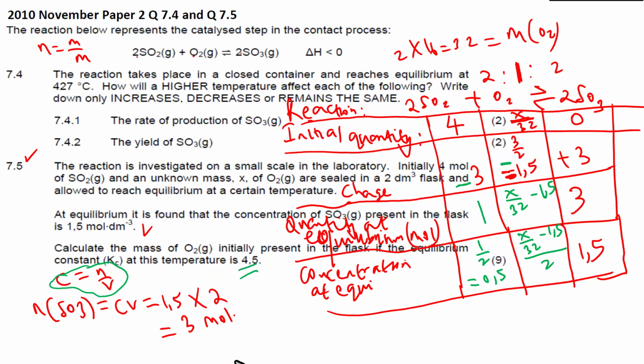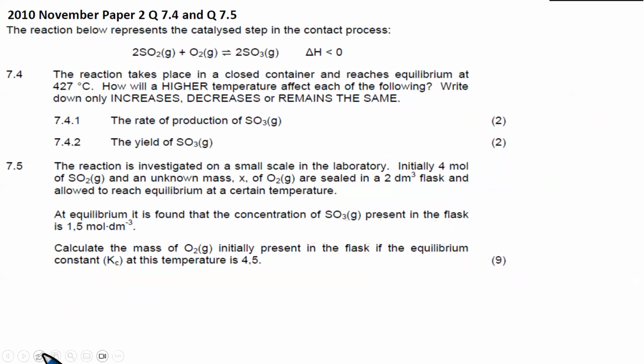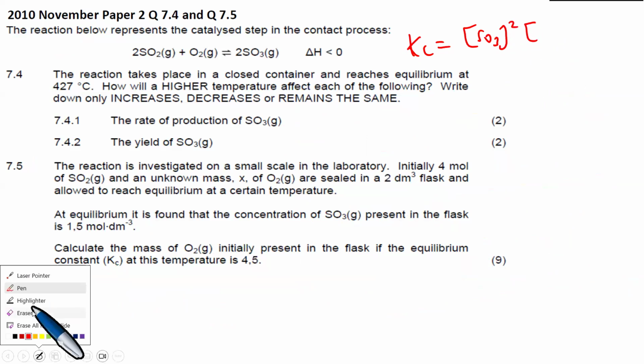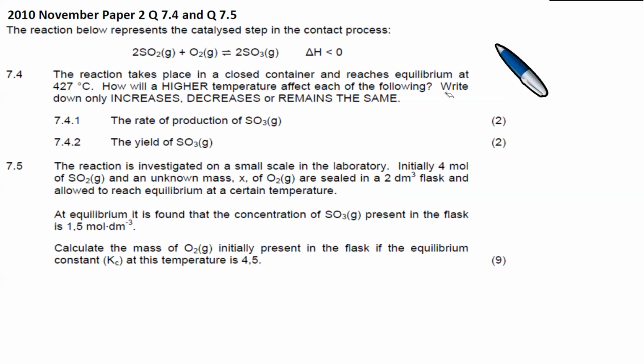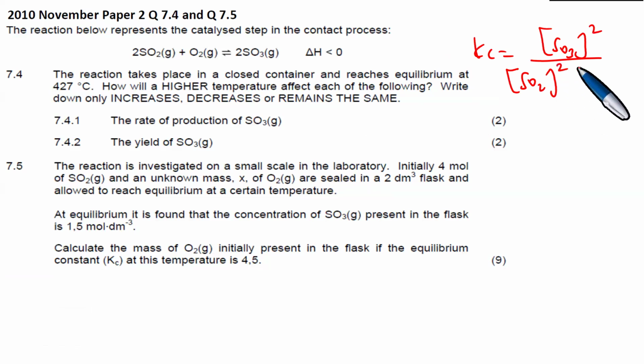We're going to continue on the next slide, where we have Kc for this one. What is Kc? Kc is the product SO3 squared, divided by the concentration of the reactants, SO2 squared and oxygen. This is exactly what we have. What is the Kc? It is 4,5.